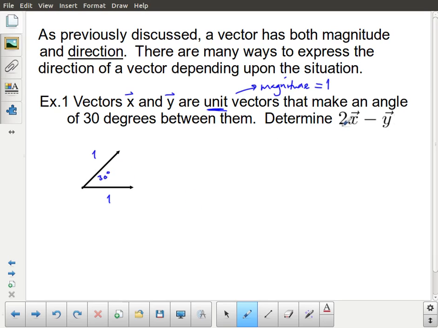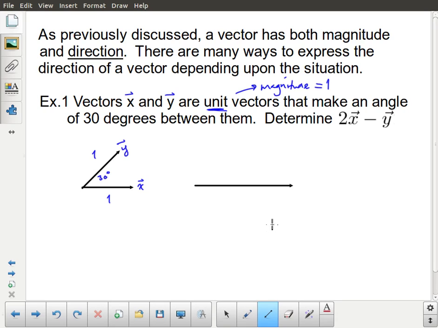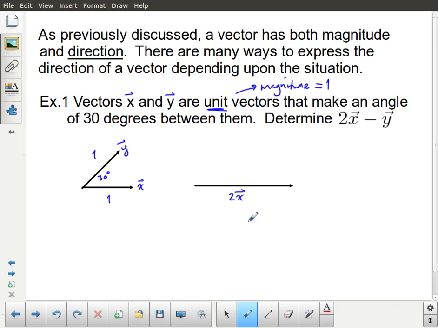But what I want to do is actually determine 2x minus y. So I'm going to call this one x, and I'm going to call this one y. That part doesn't actually matter. All that matters is that I stay consistent once I've made this choice. So in doing this, I've got 2x minus y. So it might be worth pointing out, 2x, well, that's just doubling x in that direction. So that's okay. I can just go ahead and say that's 2x.